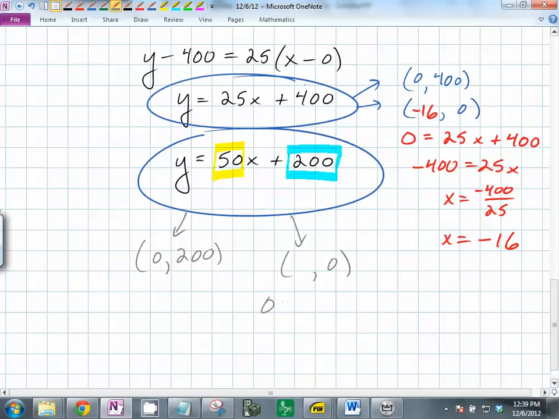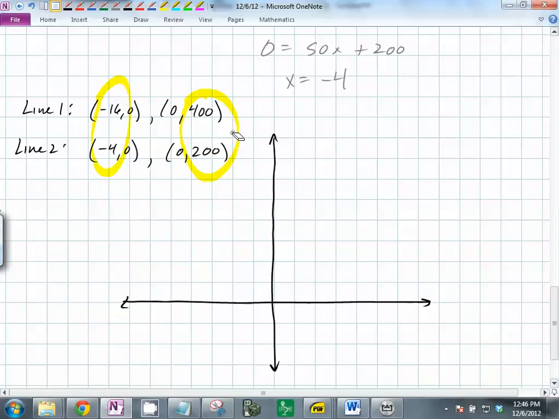Okay, so now we have to graph both of these lines. Line 1 has these two intercepts, and line 2 has these two intercepts. So let's carefully graph them. One thing that's great to be aware of is the scale. You'll notice that on the x-coordinates you have negative 16 and negative 4, but the y-coordinates go 400 to 200. So this is not going to be drawn with the same scale on each axis.